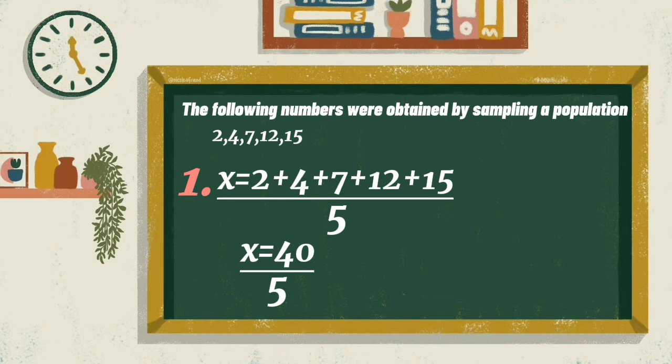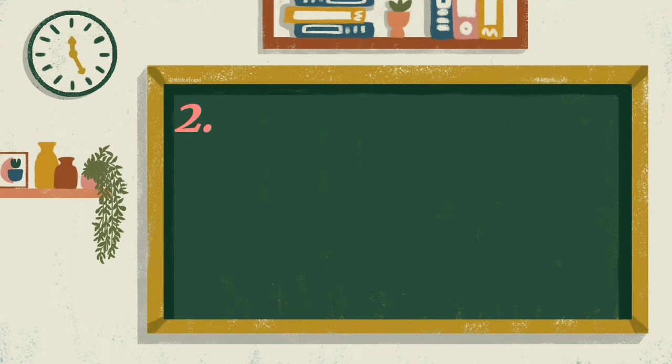So the result is 8. So ibig sabihin, the value of our mean is 8. Okay, and for step 2, we will compute the variance since this is a sample. So we are going to use this formula for getting the variance of the sample data.